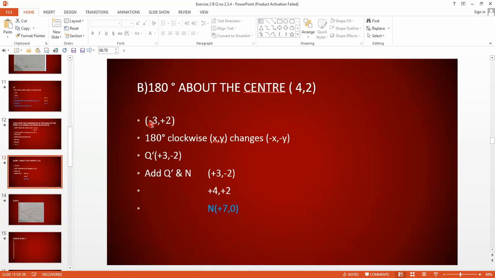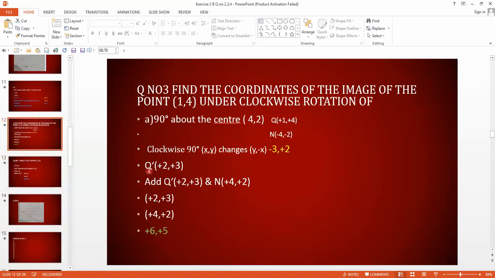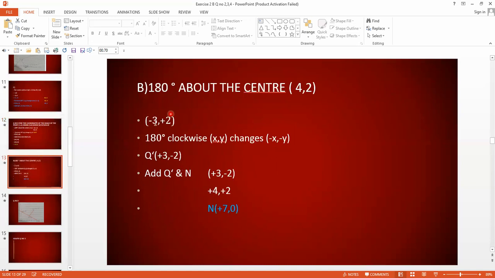Okay. So look here. What is q dash? +2 and +3. Q dash, because the first step is same in both these two cases. Because initial point is 1 and 4, and then the point which is given is 4 and 2. So first of all, I have to change the sign of 4 and 2, and I have to subtract. I will get this point, -3 and +2. Now we come to part B. This one, -3 +2, is same in both these two cases.